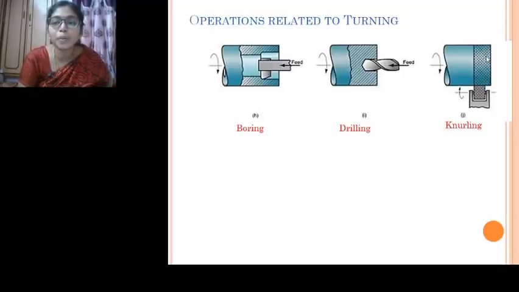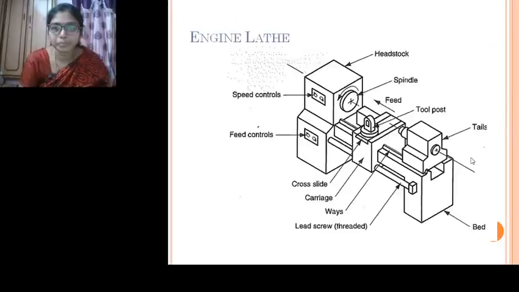the shape of the workpiece will be deformed. The impressions will be imparted by deformation process on the workpiece surface. Now this is a knurling operation.